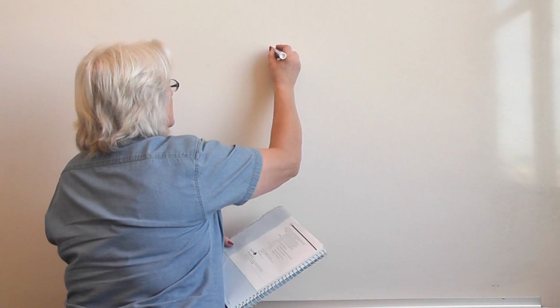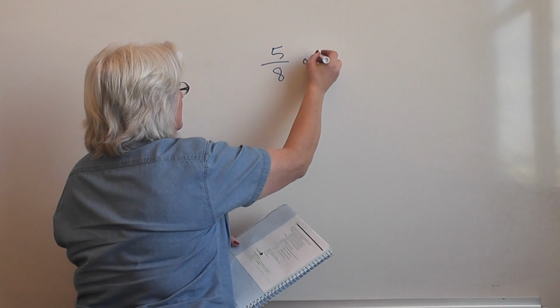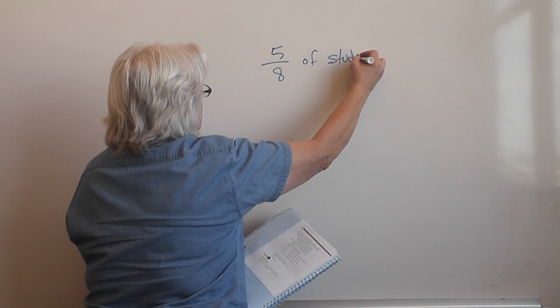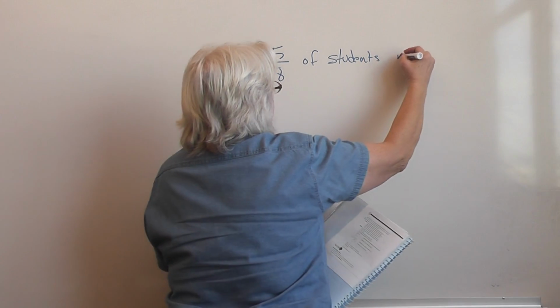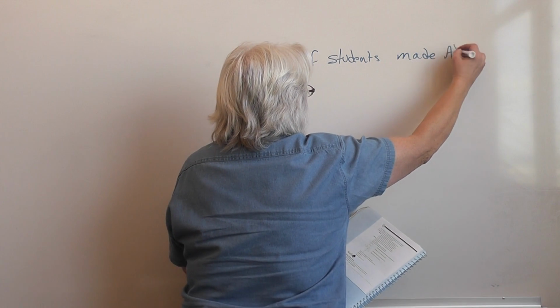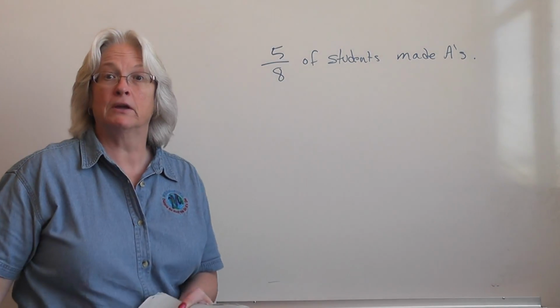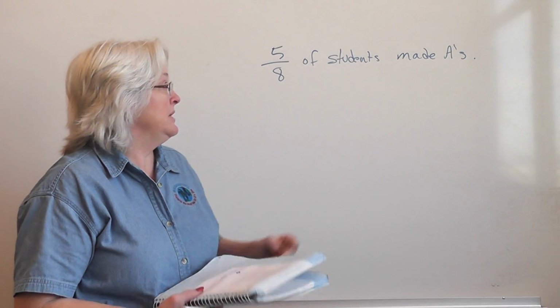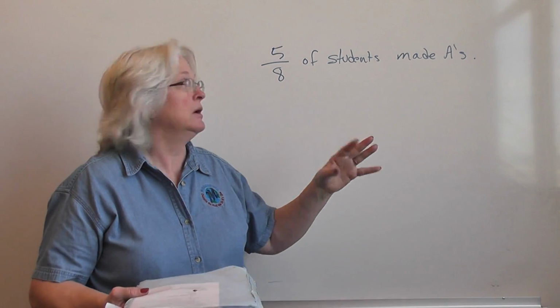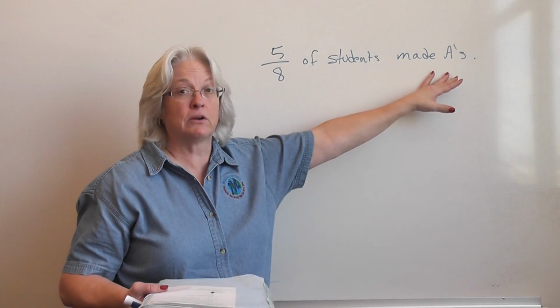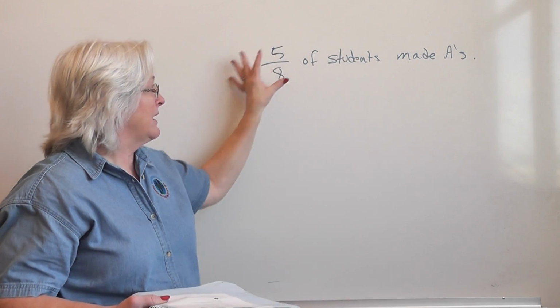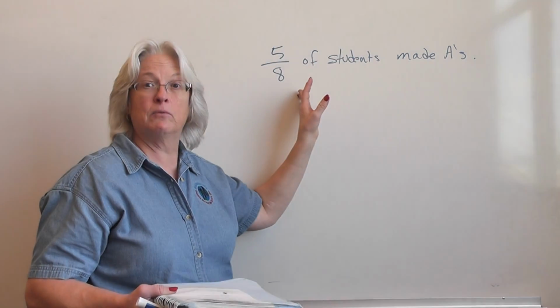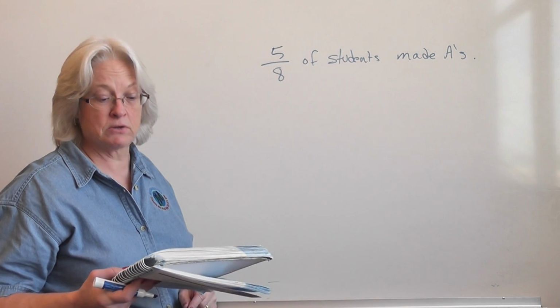So let's see what information we have here. 5/8 of his students made A's. Write down some extra notes: 5/8 of students made A's. Simple thing to put it down. Do we know how many students he has? No. Do we know how many A's there are at this point in our problem? No. But we do know that however many he had, 5/8 of them made A's on the semester exam.